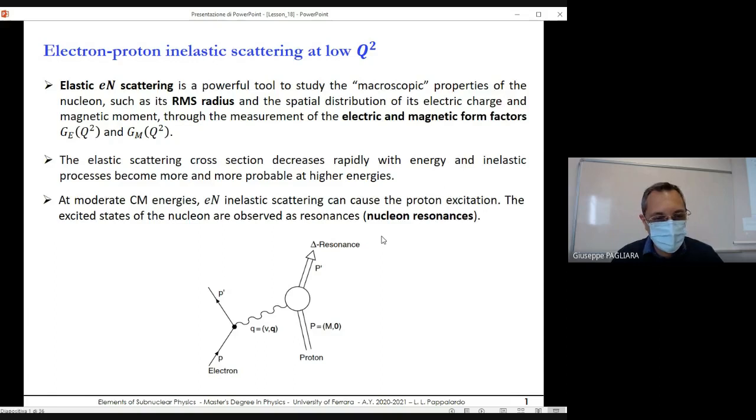So in an intermediate regime, at moderate center of mass energy, the electron-proton inelastic scattering can cause the proton excitation. In which sense? You see here now the process. We have an incoming electron that scatters off a proton through the exchange of one single virtual photon. This is our proton in the initial state, and in the final state our proton becomes excited in this inelastic process. In other words, it is transformed into one of the so-called nucleon resonances, the delta resonances, which belong to the 3/2+ baryonic decuplet, as we studied already.